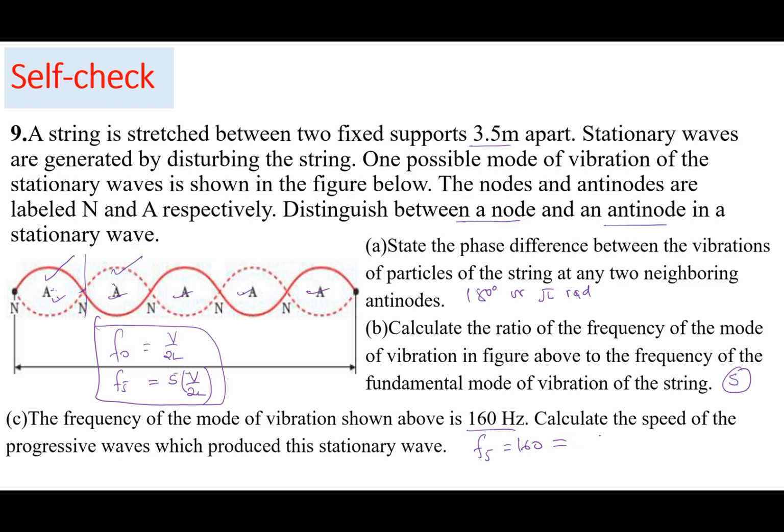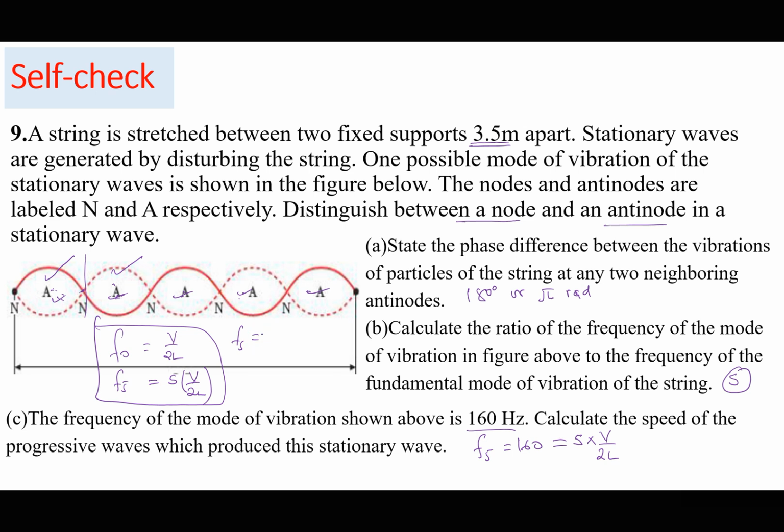Remember, these are 5 loops, 1, 2, 3, 4, 5. And the length was 3.5 meters. So this is going to be 5 times V divided by 2L.